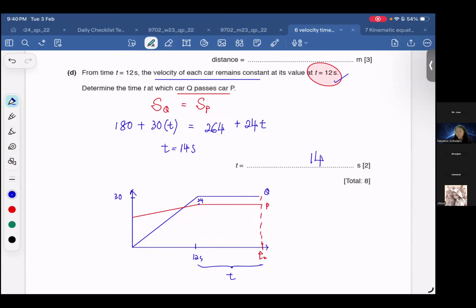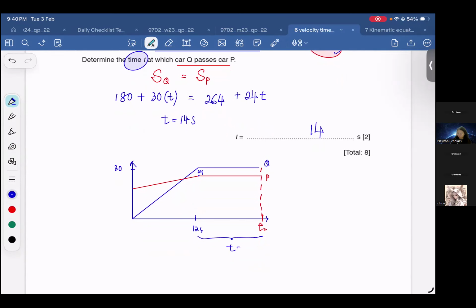Can I say that my time is 14 seconds? My answer is no. Determine the time at which car Q can pass car P. The 14 seconds is only for this part, where both cars maintain constant velocity. So what is your actual time? It should be T2, which is 14 plus 12. So your final answer for this question should be 26 seconds.